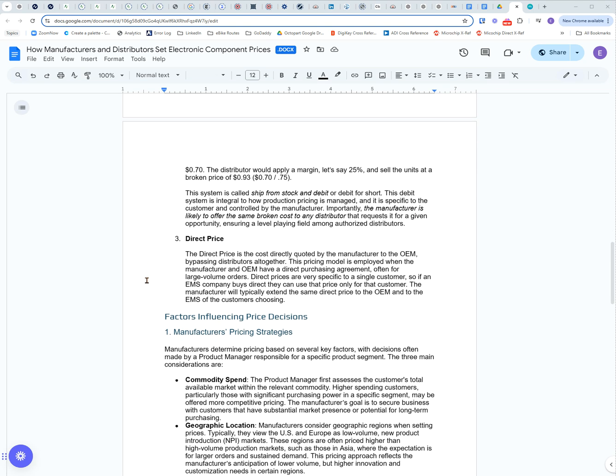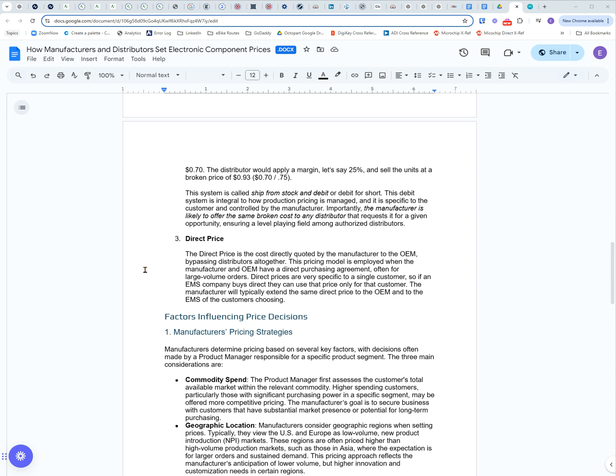And then the third and final type of price is a direct price. And this is the cost directly quoted by the manufacturer to the customer, bypassing distribution altogether. This is employed when the manufacturer and the OEM have a direct purchasing agreement, and it's usually for a larger volume, certainly larger value. Sometimes strategic relationships could get you a direct account, as we say, but it's unusual. The direct prices are obviously very specific to that single customer.